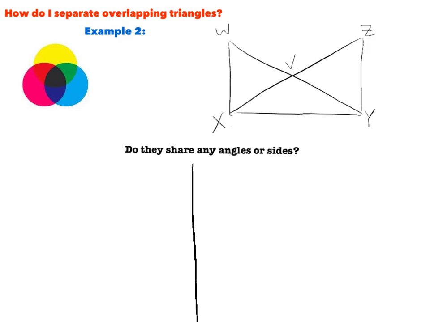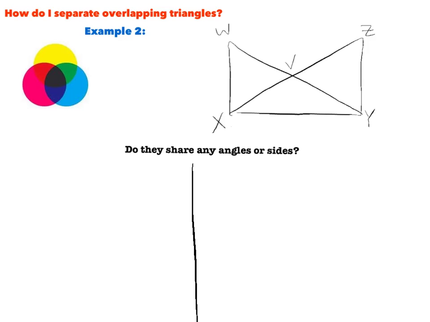Let's try this one more time. This is our example 2. This is the last example we'll be doing. And again, we're asking ourselves, how do we separate overlapping triangles? Thinking about this analogy of overlapping colors. Go ahead and pause the video, and I'd like you to draw this picture right here and come back knowing how many triangles you see.